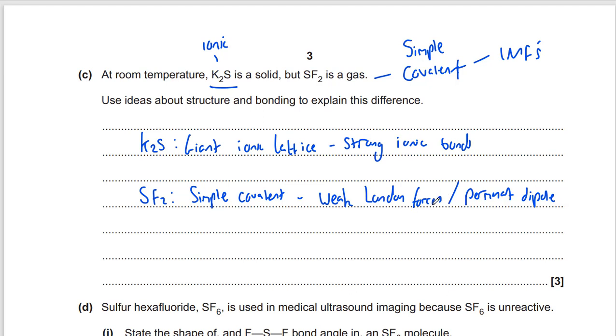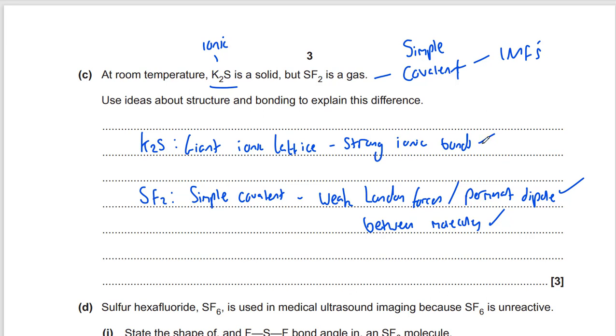It doesn't have bonds between atoms. It has bonds between molecules, so make sure you write that down. So strong ionic bonds in K2S, simple covalent with weak London forces or permanent dipoles in SF2, and these forces are between molecules. That's quite important, because having the forces between the molecules makes them weak. So 1 mark for strong ionic bonds, 1 mark for the name of the force, and 1 mark for saying that those forces are between the molecules.